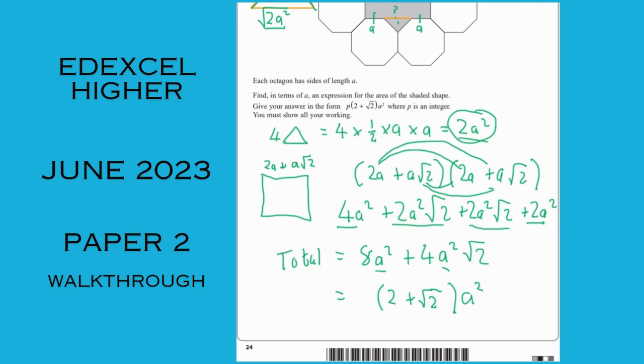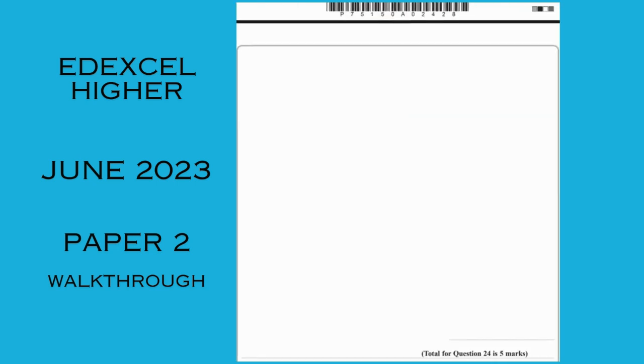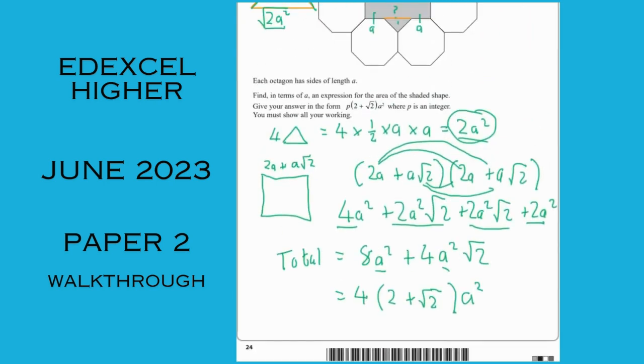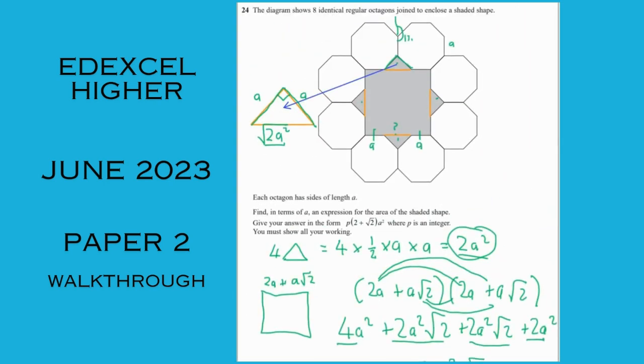How do we get 2 plus root 2? By taking a 4 out. So in other words, P is 4. 4 times 2 times A squared. Bosh. 4 times root 2 times A squared. Done. Heck of a question. Yep, they gave you more room for it, but you can squeeze it in. Particularly like most of these sort of questions, you should do plenty of working out on the diagram.